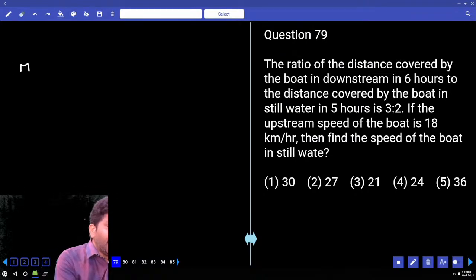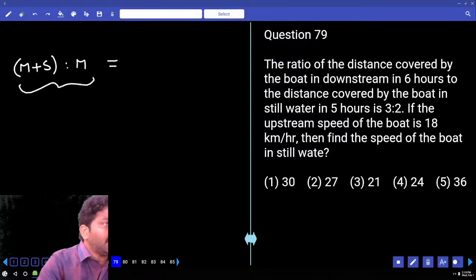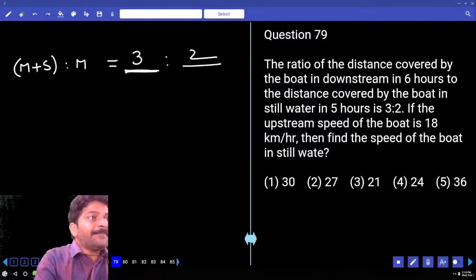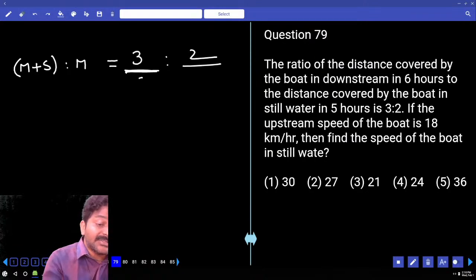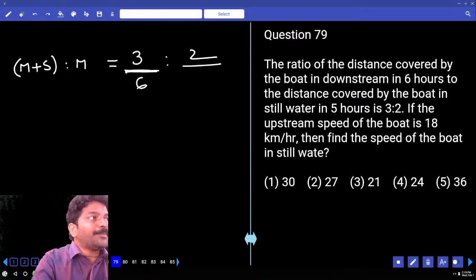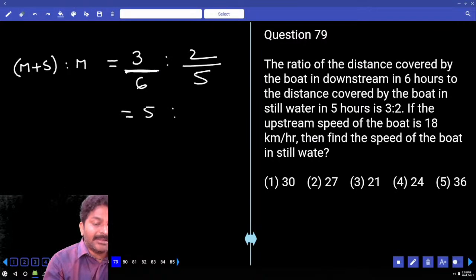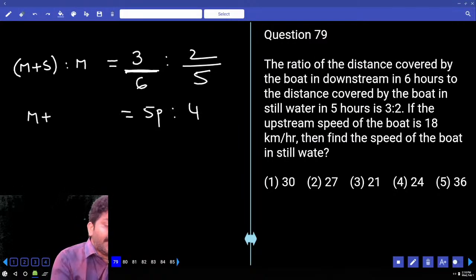First one is downstream, M plus S. Next one is still water, that is M. What are these related to? Speeds. What do you mean by speed? Distance by time. Distance ratio is mentioned as 3:2 and the time. In downstream, 3 parts distance is covered in how much time? 6 hours. In still water, 2 parts distance is covered in how much time? 5 hours. This is 1/2, 2/5. If you simplify this, we will get 5:4. Correct? 5 parts is downstream speed, 4 parts is man speed.